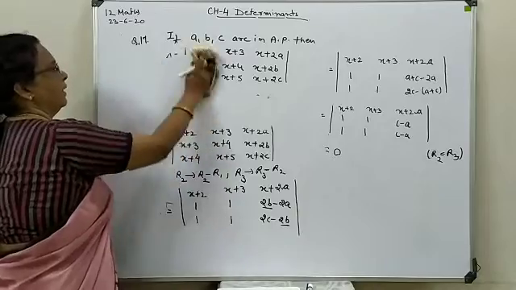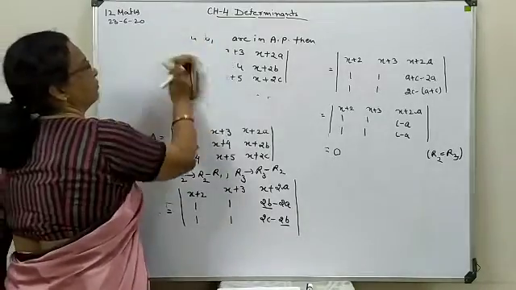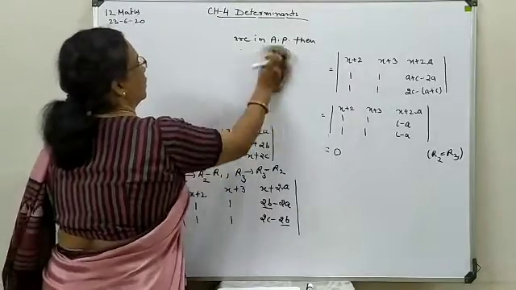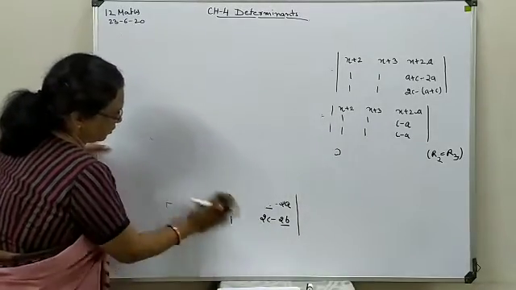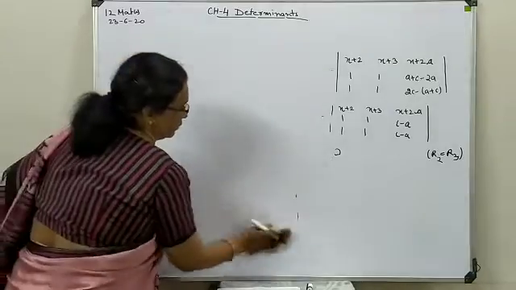Sometimes it may be that a, b, c are given in GP form. So the same type of combination you may have. So the GP condition you can implement. So accordingly the question will be sorted out.